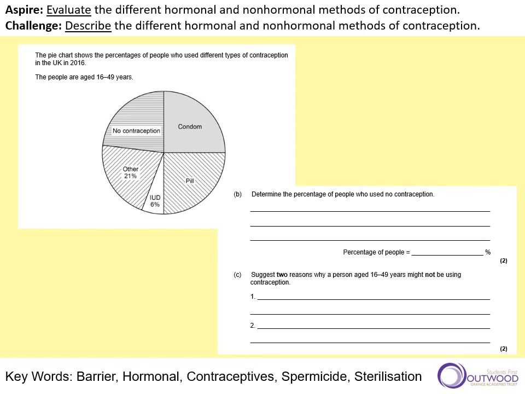Part B, determine the percentage of people who used no contraception. And then part C, suggest 2 reasons why a person aged 16 to 49 might not be using contraception. Why might they not be using it? Okay, so there are 4 marks there. I will give you 2 minutes.